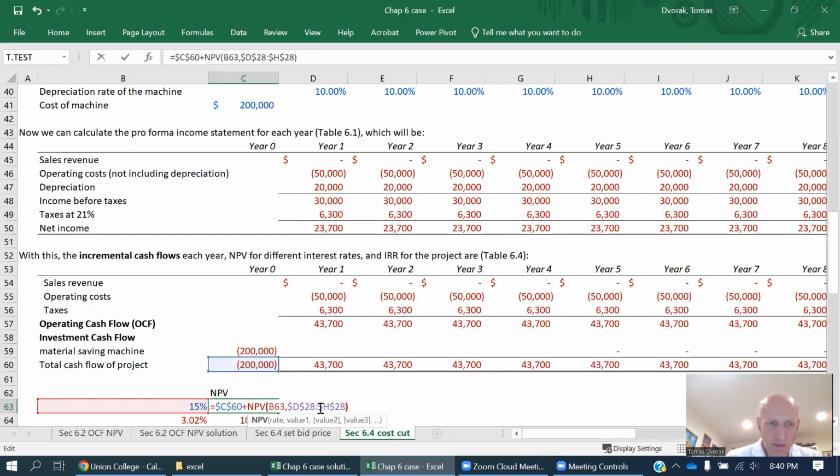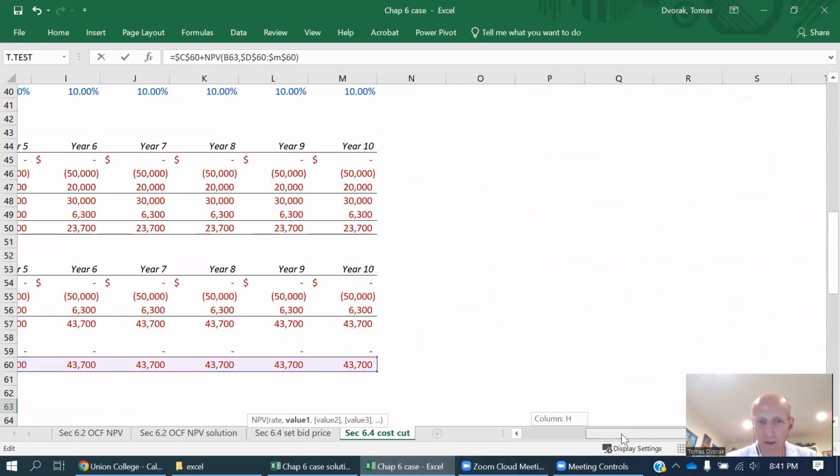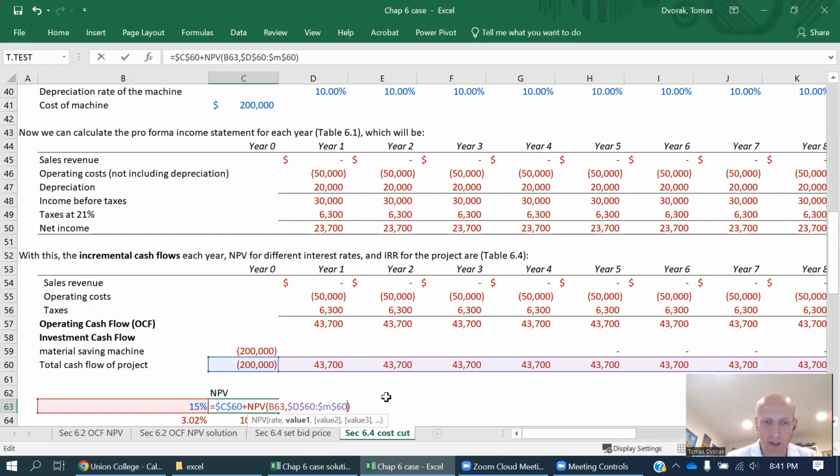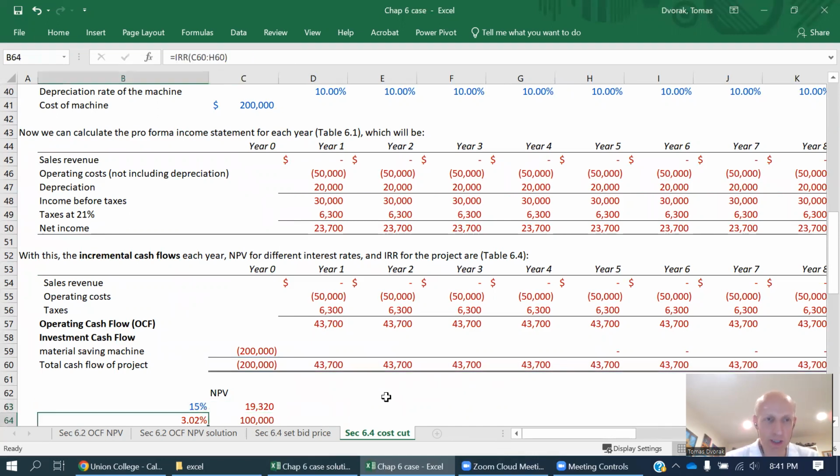And B63 is fine, but we need D60 to actually not be H28, but actually M60. Let's see, is it really M? Let's scroll over. Yeah, the last cell is M. So that's the NPV of this project. We can calculate IRR. IRR looks like 3%. It takes C60. That's correct.